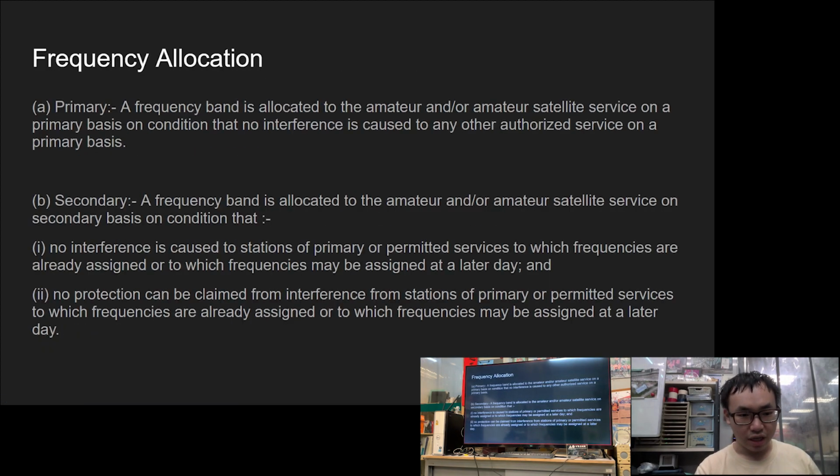Very important. And frequency allocation. I guess I went through it last time. Primary is dedicated for ham, and secondary is not. So if you are being interfered with in the secondary frequency band, you are not going to complain to OFCA saying that others are jamming my frequency, can you go out and help me? No. But primarily, yes, if someone shares the frequency, or you are already using this frequency and someone is trying to interfere with your signal, then you can complain to OFCA.